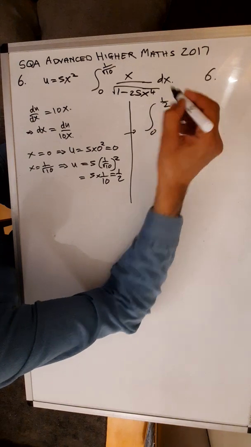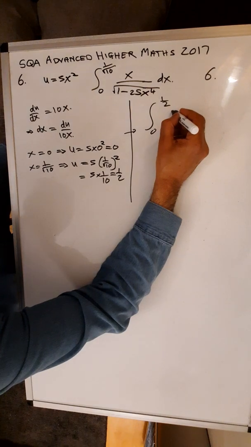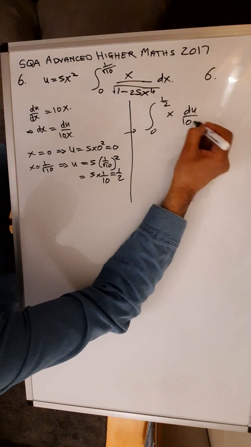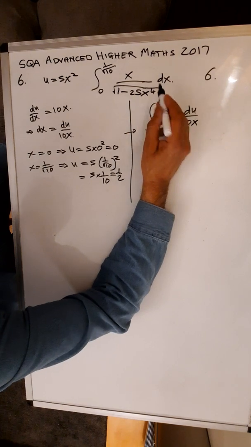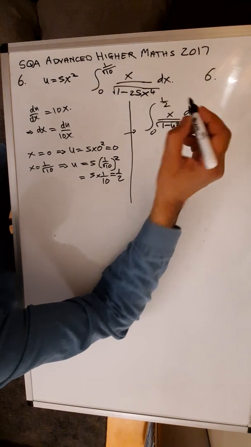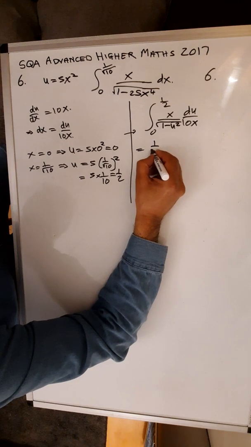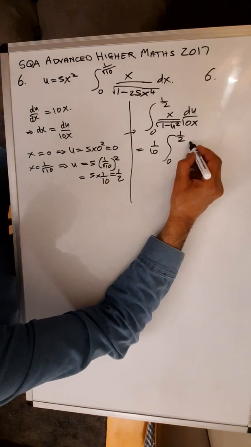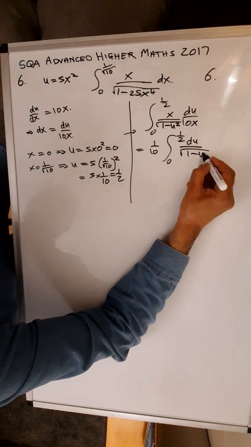a half of x times dx, which is now du over 10x, and under here this is 5x squared all squared, so that just becomes the square root of 1 minus u squared. Okay, so what that gives you is the x cancels out, so you end up with 1 over 10 integral from 0 to a half of du over the square root of 1 minus u squared.